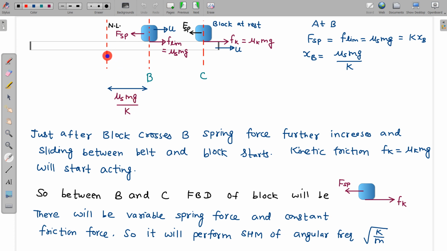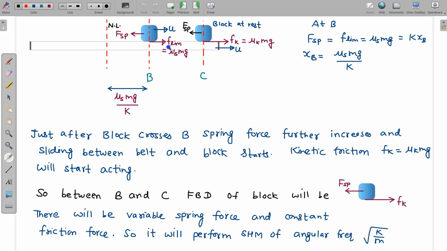So this is the natural length, and till this point the extension of the spring becomes mu s mg by k. Now it will move further, and then the spring force will further increase, but the friction cannot increase.